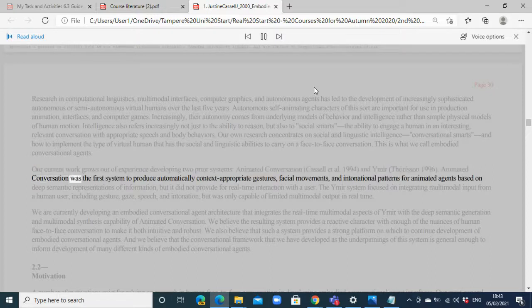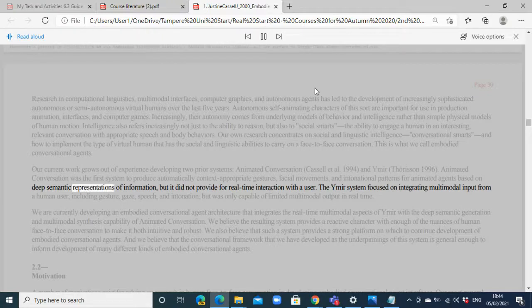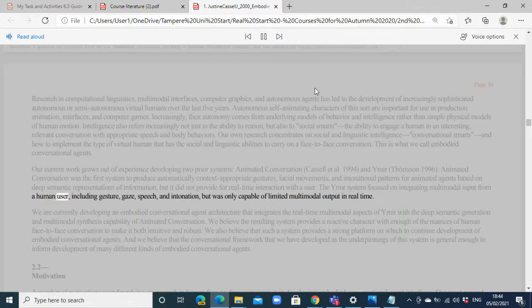Animated Conversation was the first system to produce automatically context-appropriate gestures, facial movements, and intonational patterns for animated agents based on deep semantic representations of information, but it did not provide for real-time interaction with a user. The Ymir system focused on integrating multimodal input from a human user, including gesture, gaze, speech, and intonation, but was only capable of limited multimodal output in real time.